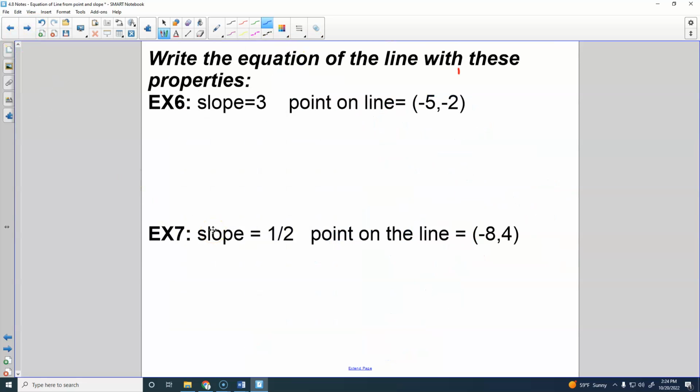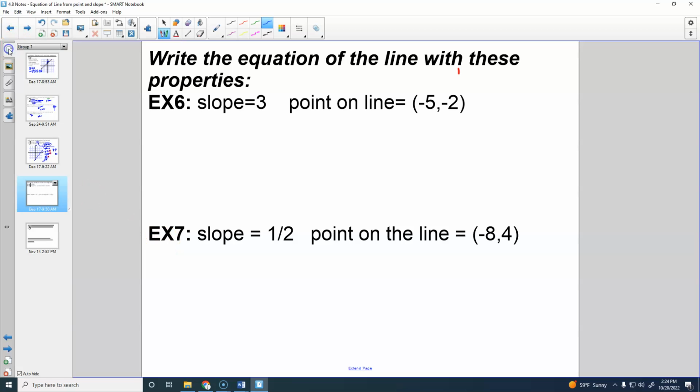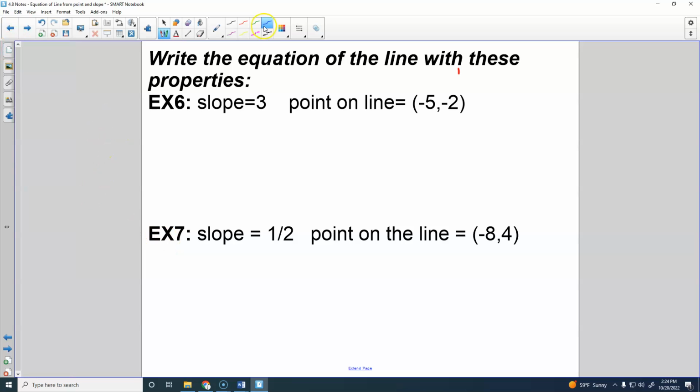So let's do a couple more. Well, no, actually, we got 4 more. All right, so we're going to do these algebraically. That means we're starting with y equals mx plus b. I already know my slope, so I can plug it in, right? Y equals 3x plus b. Don't know what b is? That's what I'm trying to find.